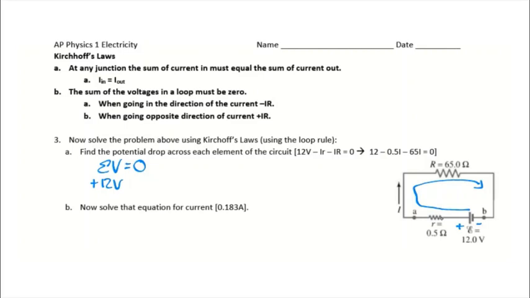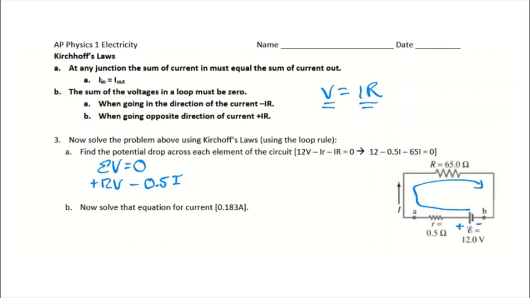The next thing we come to is the internal resistor, lowercase r, which is 0.5 ohms. And because we don't have voltage, we're going to use Ohm's law. We're going to express voltage in terms of the product of current times resistance. So that will be, we're going to do minus 0.5 times the unknown current.